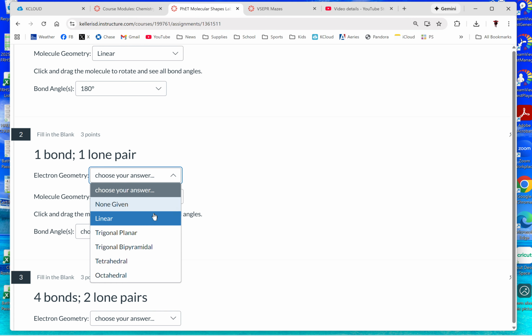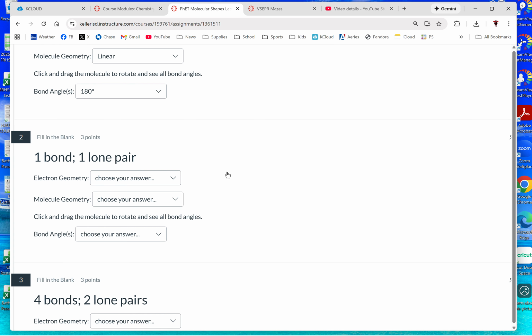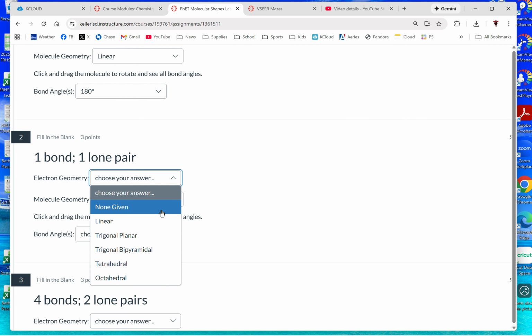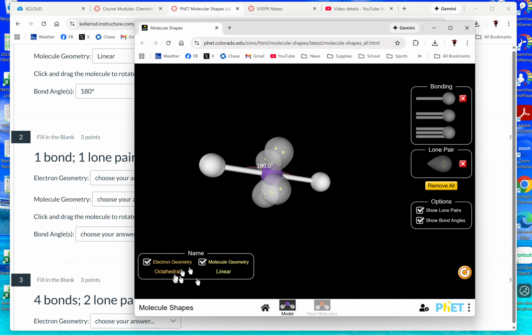But they all should have a molecular, an electron geometry. None given is an option, but you shouldn't have that, I don't think. You might, now that I think about it. There may be one instance, but it's an option there. So if it doesn't give you those and you know you have it checked, then none given is an option.